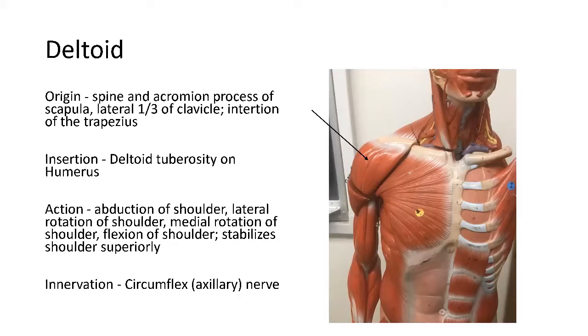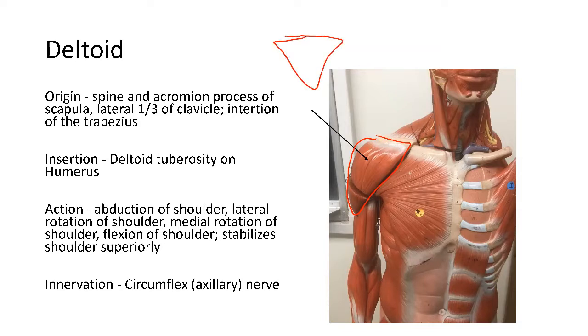Here's a photograph. This is the 3/4 size muscle model. He stands and he's on wheels in the lab. So I have the arrow pointing here to the deltoid muscle. The key with the deltoid muscle is it's actually a triangle that wraps around.